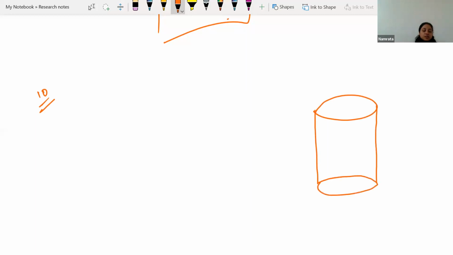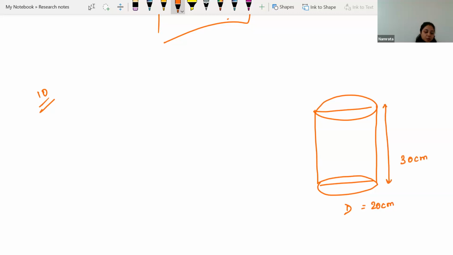It is to be covered with a decorative cloth. We have to cover this lampshade with a decorative cloth. The frame has a base diameter. The base diameter or this diameter all are same only. This is given as 20 centimeter. And the height is already given as 30 centimeter.